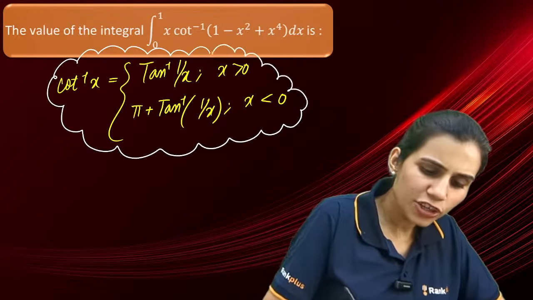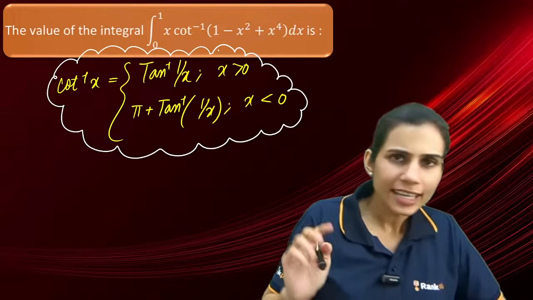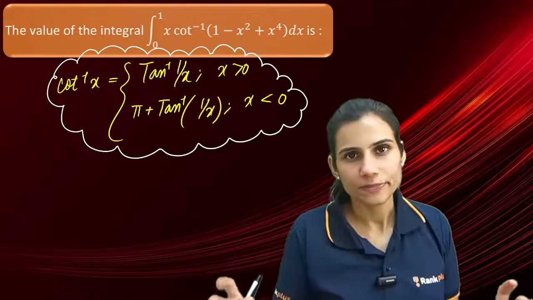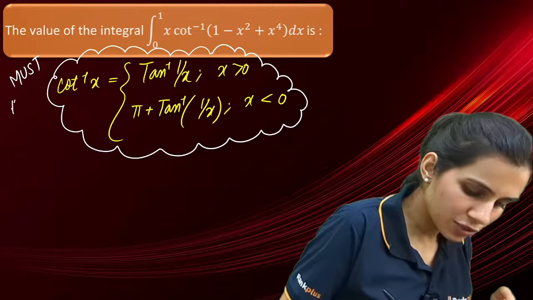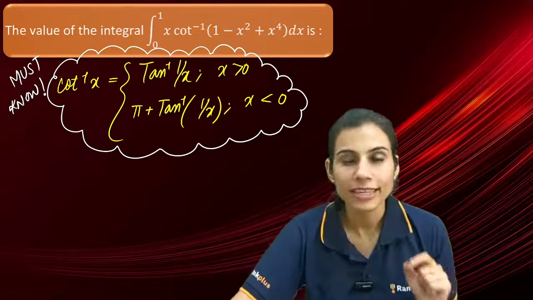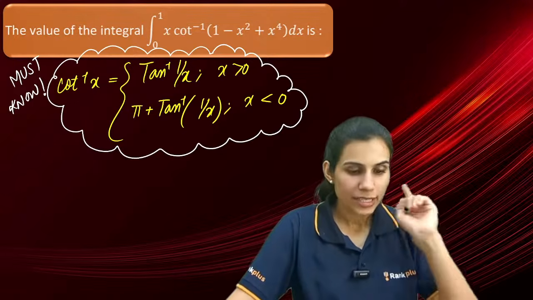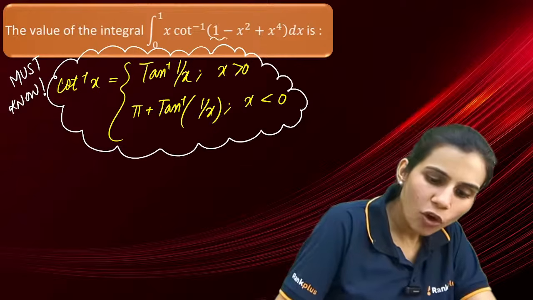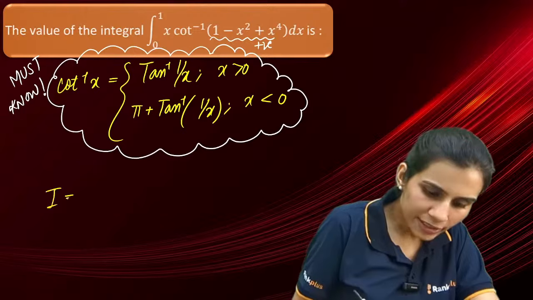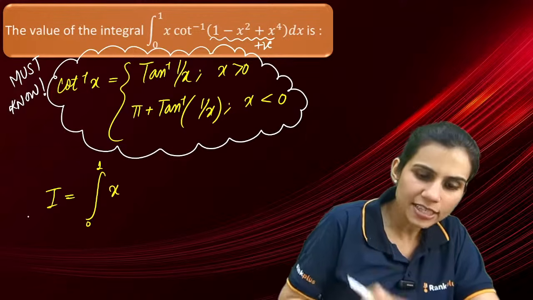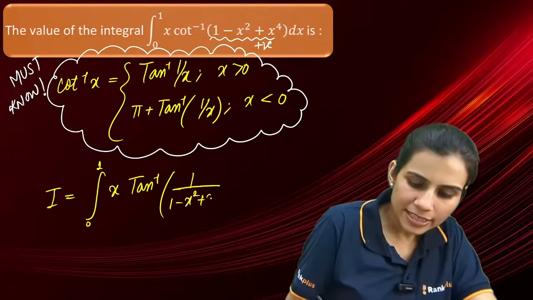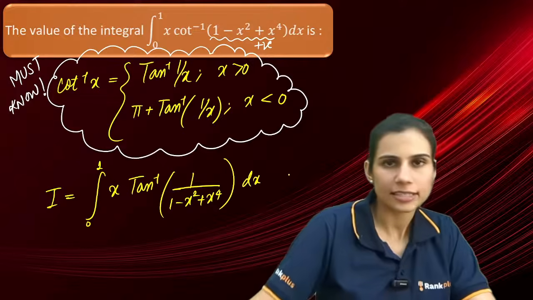It's a very, very cute little question, you know. It's not a very heavy, very challenging question. It's a very easy breezy question. This is something which you must know, everyone. Some of the results of ITF are absolutely non-negotiable for you to learn and master. Please remember this one. Here in my situation, I have cot inverse of something positive, right? We analyzed. So my integral will turn into integral 0 to 1 x as it is. Cot inverse of something positive is tan inverse of 1 upon 1 minus x square plus x to the power 4 dx.